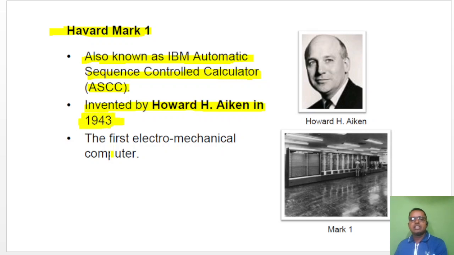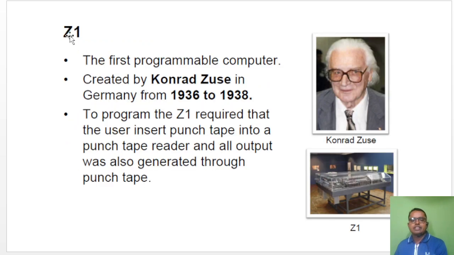In the year 1943, the first electromechanical computer. Which is the first electromechanical computer? The first electromechanical computer is nothing but Howard Mark 1. Remember this one. It was invented by Howard H. Aiken in the year 1943. Next, Z1.